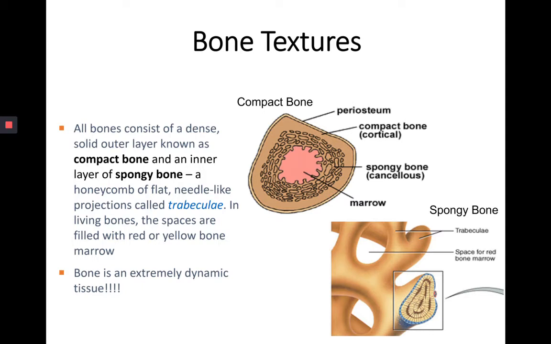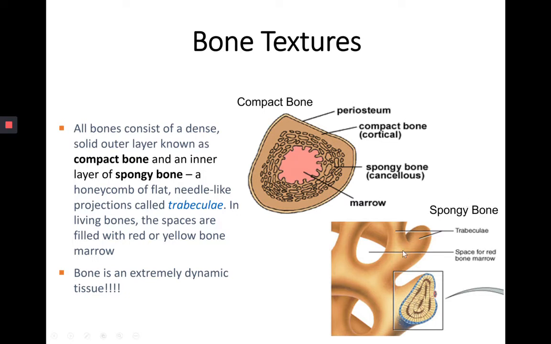Our basic bone textures are compact versus spongy bone. Compact bone will be what we focus on the most, but spongy bone is definitely very interesting to look at. You have spongy bone lining the medullary cavity, you have it in the epiphyses of long bones, and you find it between plates of compact bone in flat bones. And the needle-like projections that make up most of spongy bone are called trabeculae.